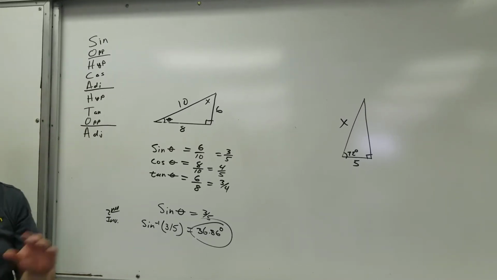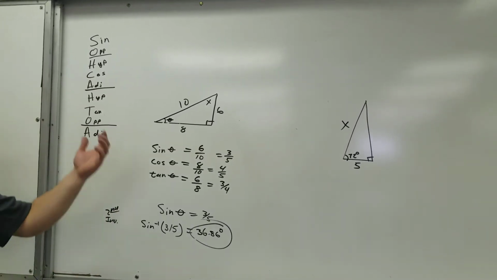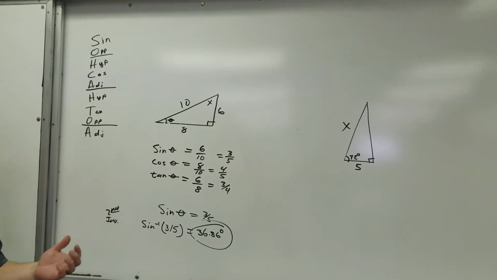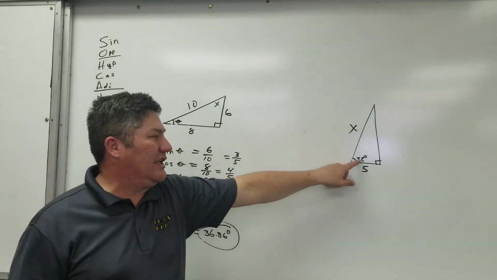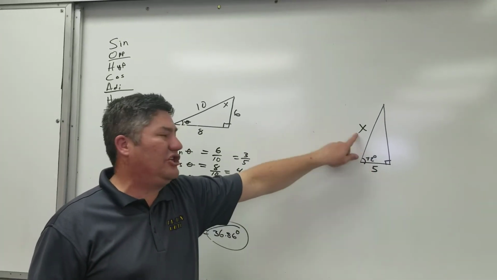It is so, you can't just randomly throw out something. Oh, I'm going to use sine this time. Oh, I'm going to use cosine this time. Oh, I'm going to use tangent. No, you got to figure out what to use. And you do that by looking at the angle, what you know, and what you want to know.